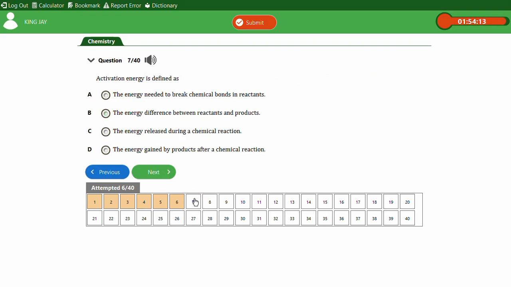Activation energy is defined as the energy needed to break chemical bonds in reactants. B, the energy difference between reactant and product. C, the energy released during a chemical reaction. No. D, the energy gained by product after a chemical reaction. No. The answer is A.